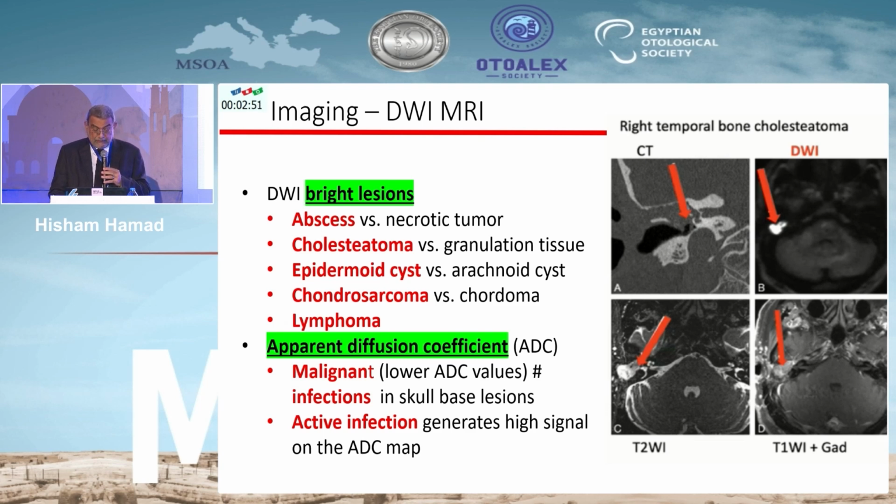Diffusion-weighted imaging can differentiate between abscess and necrotic tumor, cholesteatoma, granulation tissue, chondrosarcoma, and chondroma. And by calculating the apparent diffusion coefficient, we can differentiate malignant tumor from infection, as malignant tumor has a lower ADC value than infection. Actually, active infection generates a high signal on the ADC map.